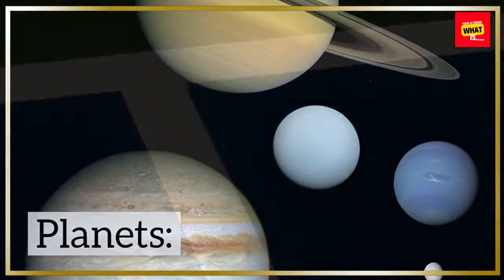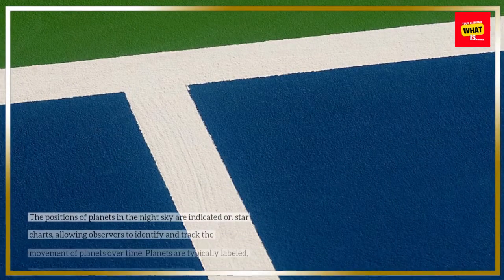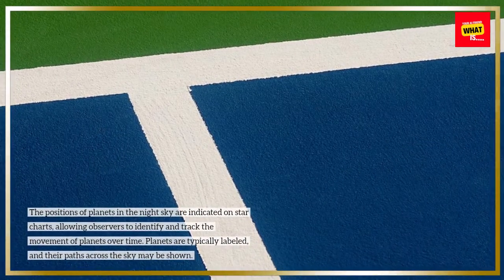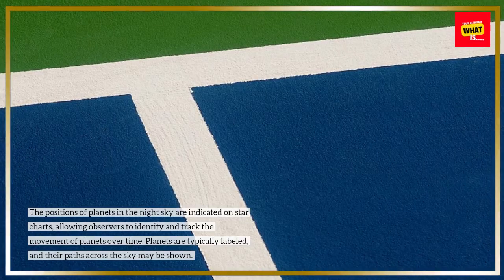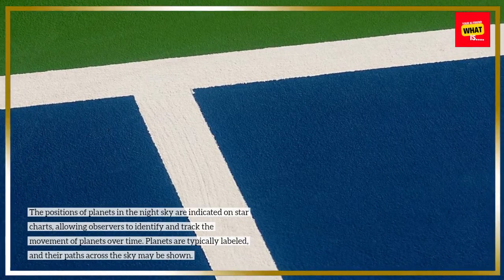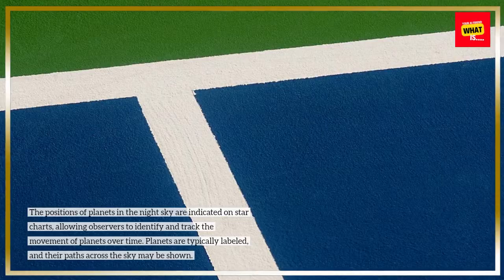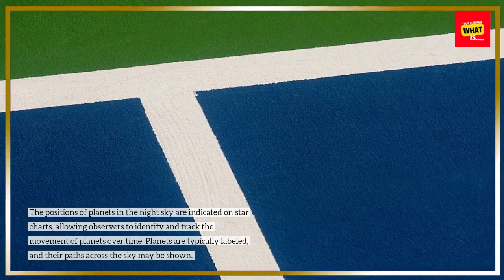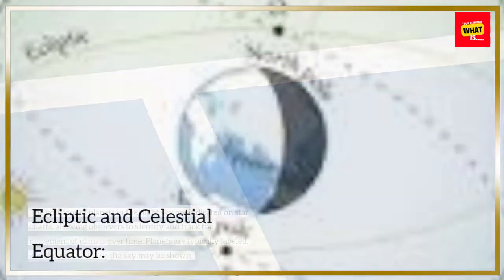Planets. The positions of planets in the night sky are indicated on star charts, allowing observers to identify and track the movement of planets over time. Planets are typically labeled, and their paths across the sky may be shown.